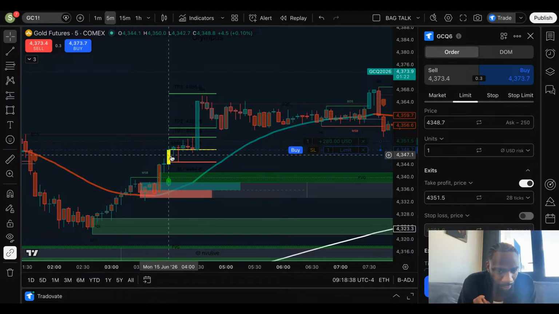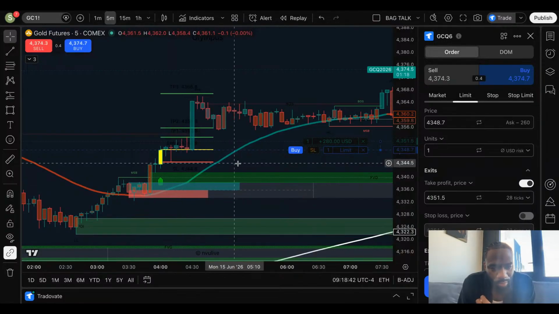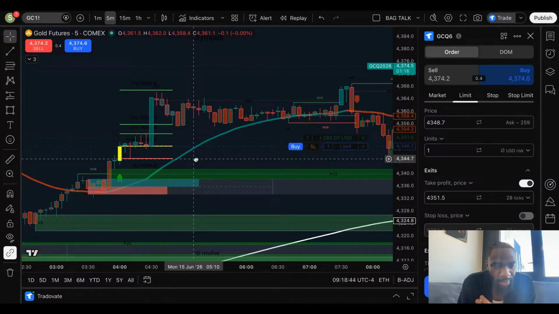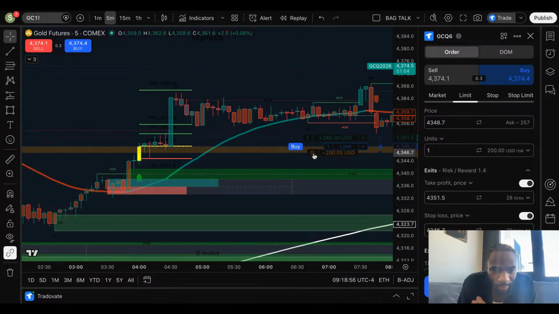But if you're still learning and you want to do things the correct way without taking any extra risk, you wait for this candle to close, and you enter. So I have my entry here. This next candle will start. I'll have my stop loss here, where the red line is.